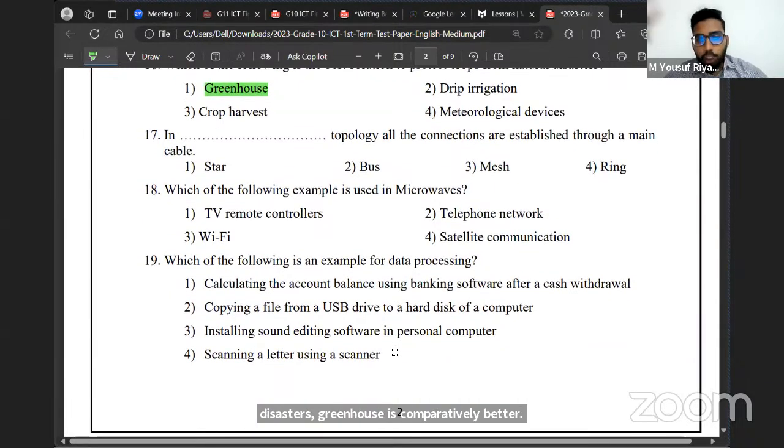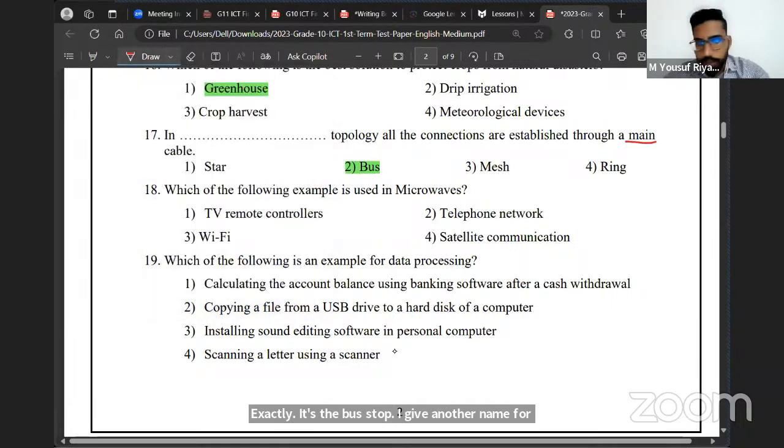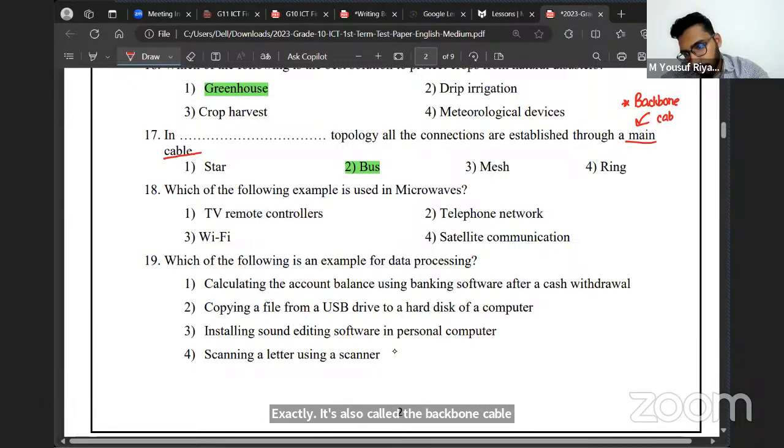Next, in which topology are all the connections established through a main cable? Exactly, it's the bus topology. I gave another name for the main cable when teaching in the class. What was it? Exactly, it's also called the backbone cable. Is that clear?